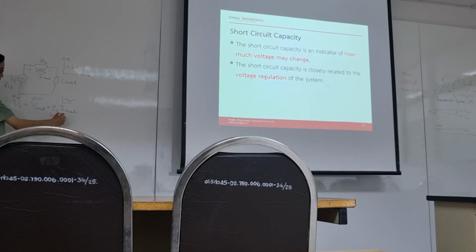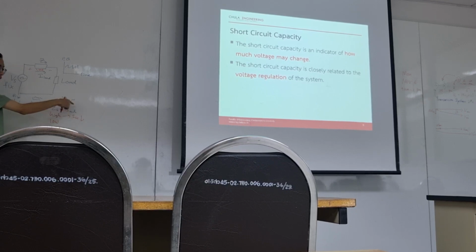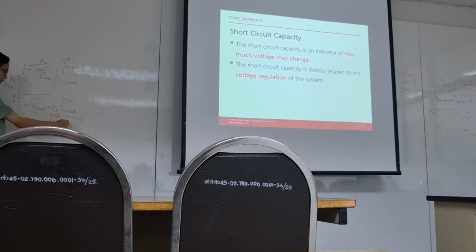So if XS is high, the short circuit capacity will be lower, right? XS is high, short circuit capacity will be low. XS is low, short circuit capacity will be higher. XS is zero, SSC will be infinity. Short circuit capacity, you measure the strength of the system as well. Strong system will have high short circuit capacity. Weak system will have lower short circuit capacity.